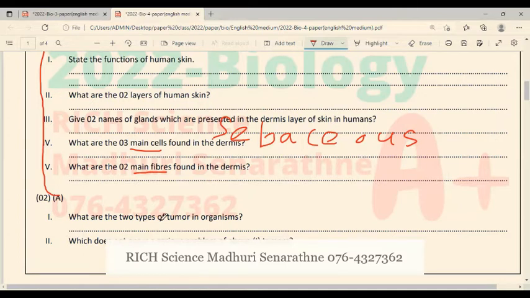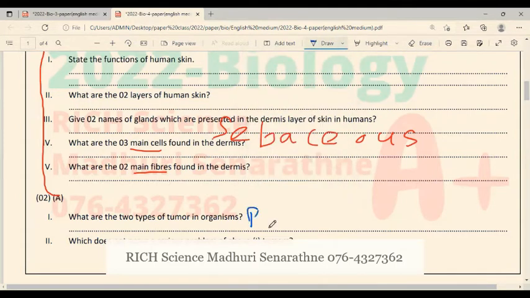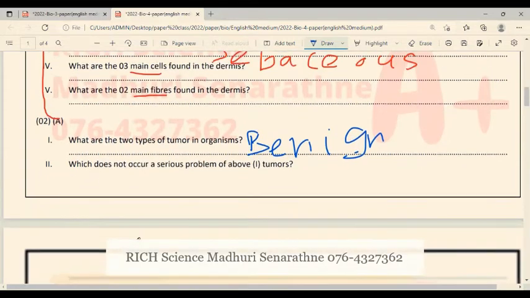Very simple question. What are the two types of tumor in organisms? Benign tumor, B-E-N-I-G-N, and malignant tumor. The tumor which does not cause a serious problem is the benign tumor.